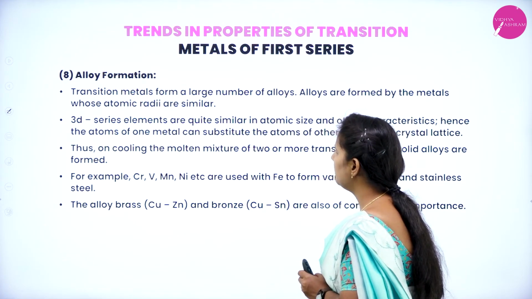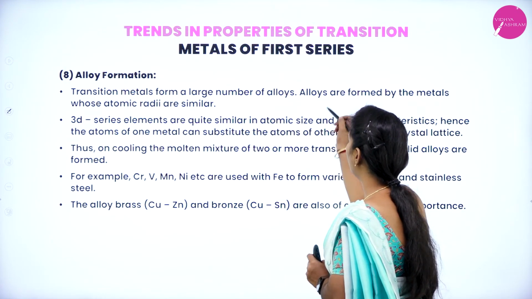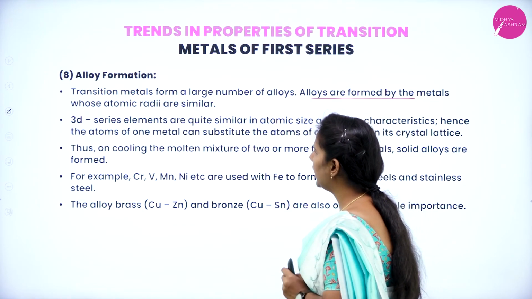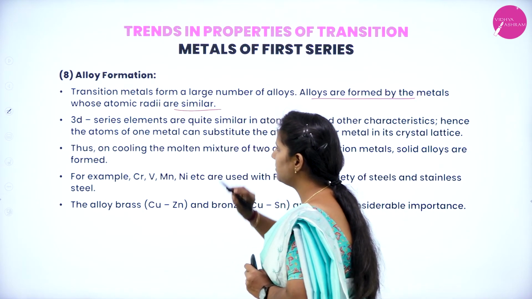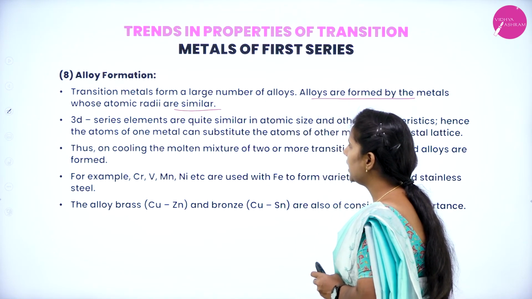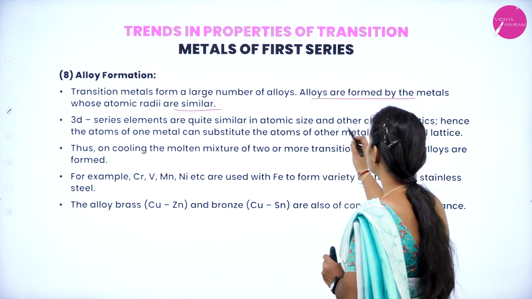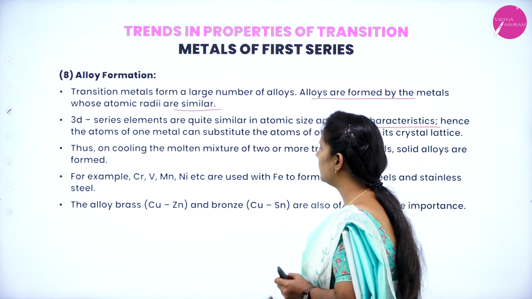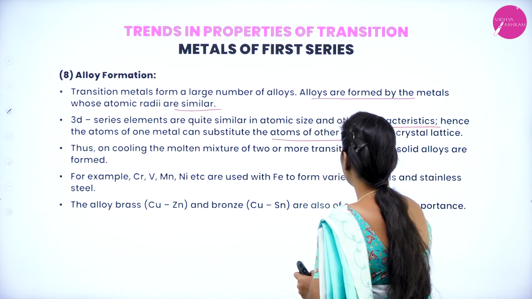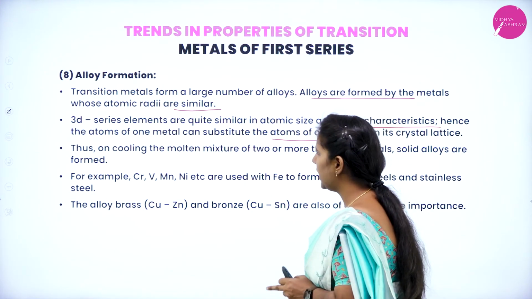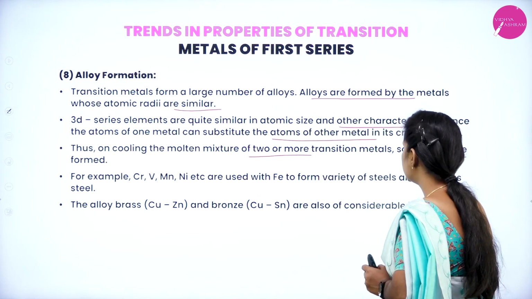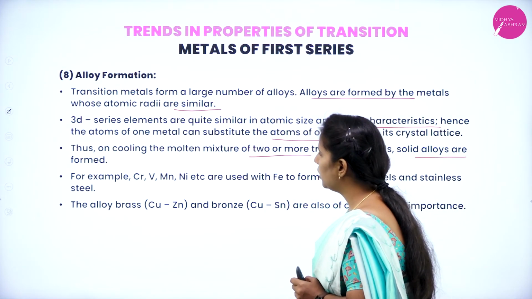Next is alloy formation. The transition metals form a large number of alloys, and alloys are formed by metals whose atomic radii are similar. The 3d transition elements are quite similar in atomic size and other characteristics. Hence, the atoms of one element can substitute the atoms of the other element in the same crystal lattice. That is, on cooling the molten mixture of two or more transition metals, solid alloys will be formed.